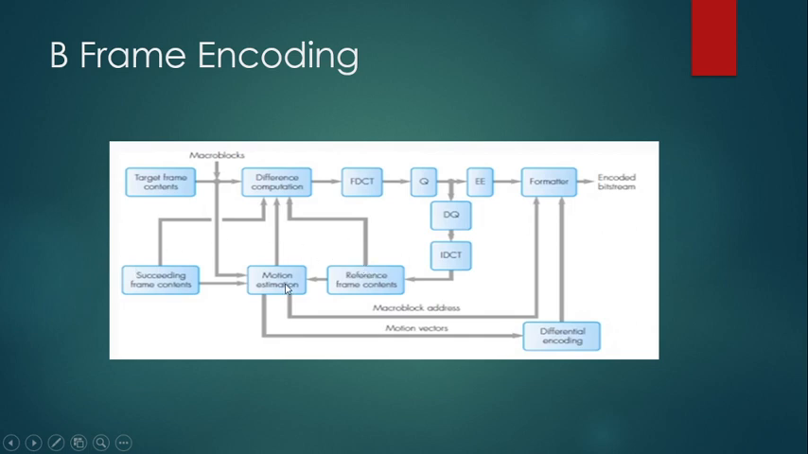The only difference is that we have to consider both of these frames. Usually we have a target macro block, a reference, and a succeeding one. So from the difference of this target, we have to subtract the mean of these two frame contents. We have to consider both in the case of B frame. That is the only difference. Rest all is the same as P frame encoding.